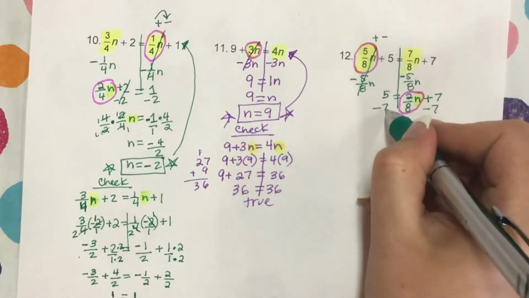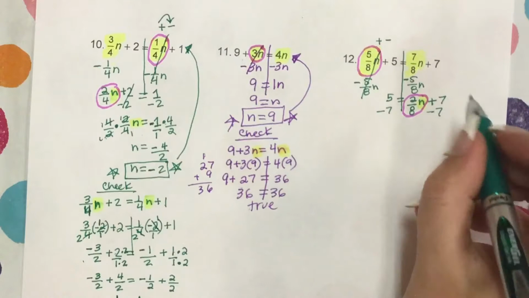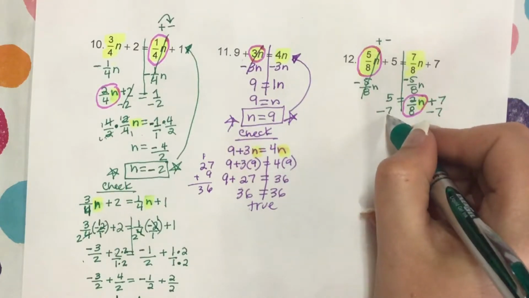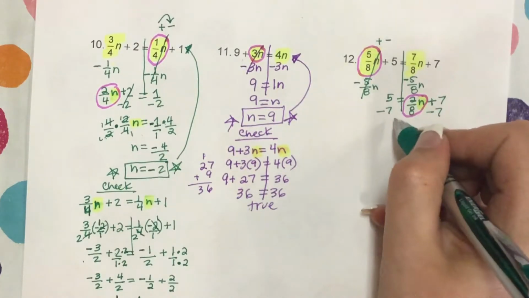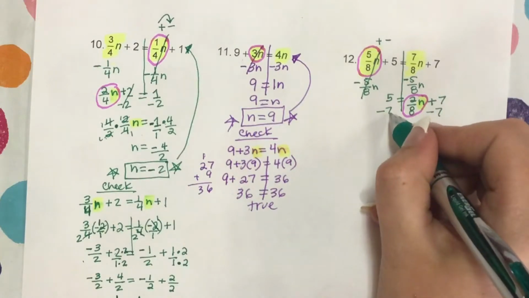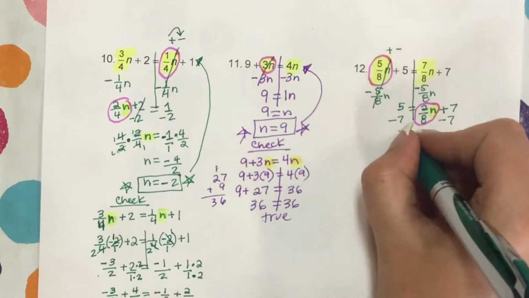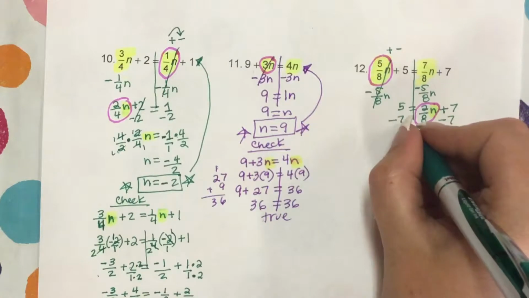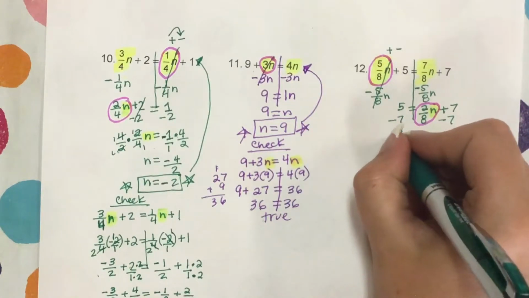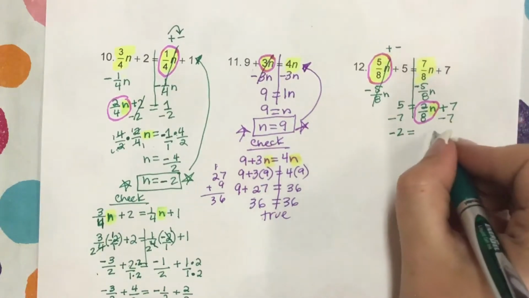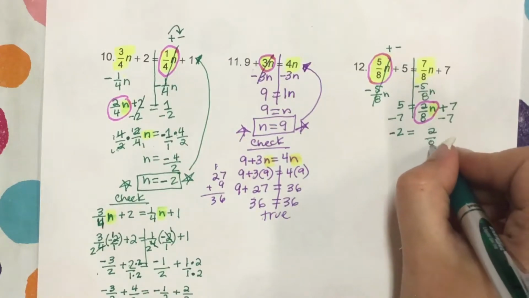We have 5 minus 7. This is a positive, this is a negative. The signs are different. You take the difference. And the difference between 7 and 5 is 2. And then we look at 7 and 5. 7's bigger, 7's negative, so our answer is going to be negative. So we have negative 2 equaling 2/8 n.